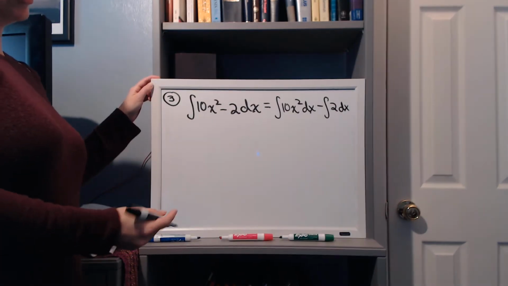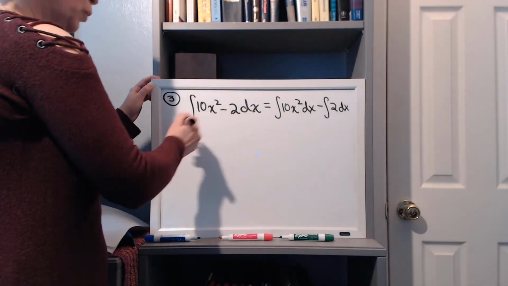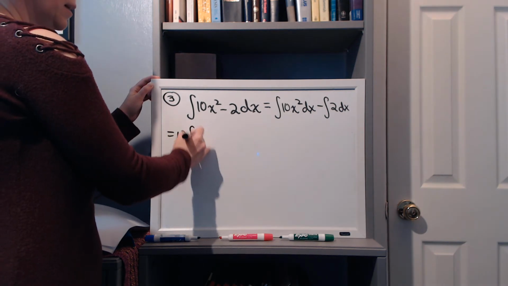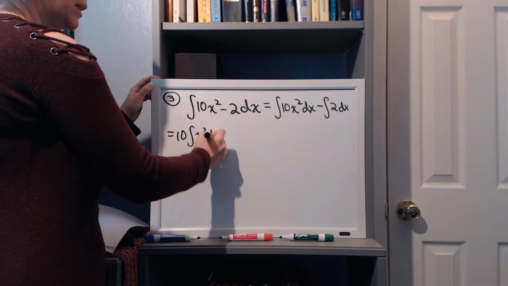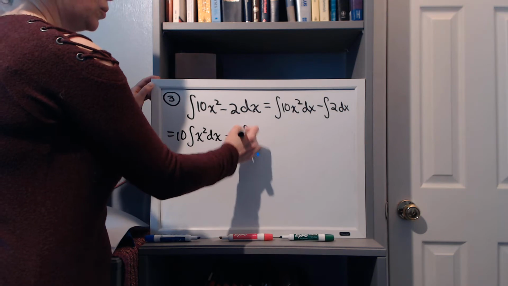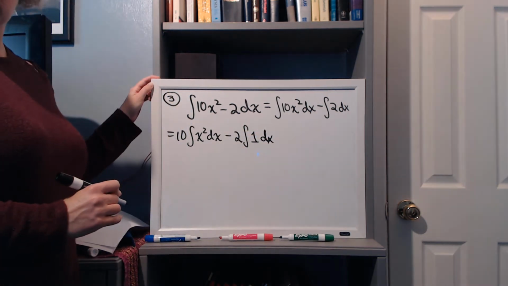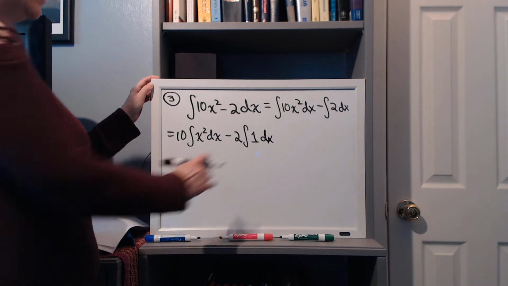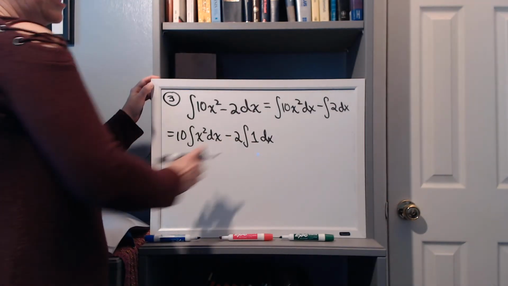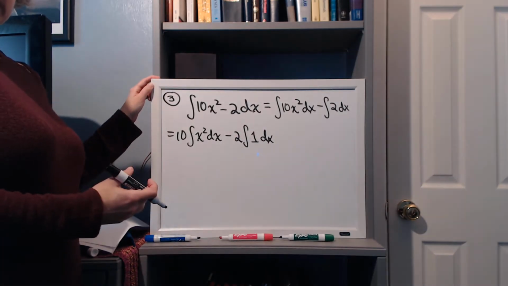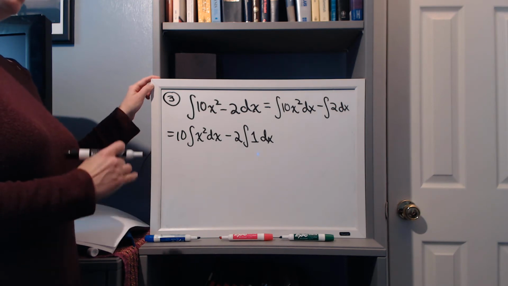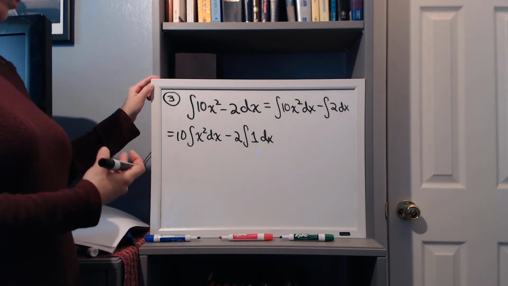And then I'm going to apply the constant multiple rule in both cases. So we're going to get 10 times the integral of x squared dx minus 2 times the integral of 1 dx, because that's 2 times 1. We don't strictly have to do this step. We could just leave it as 2 dx and then find the antiderivative from there, but I want to show you how all of the rules apply here.